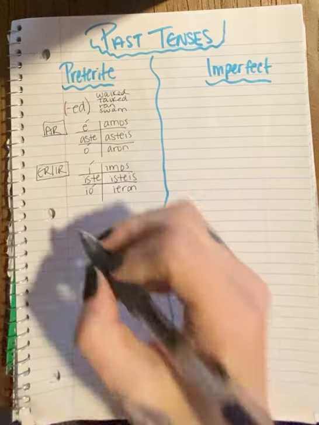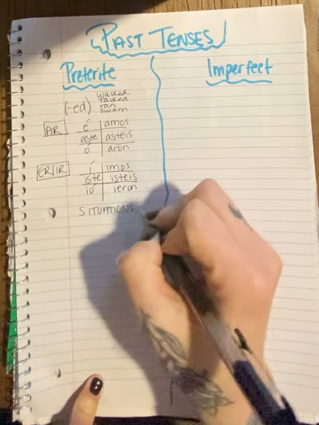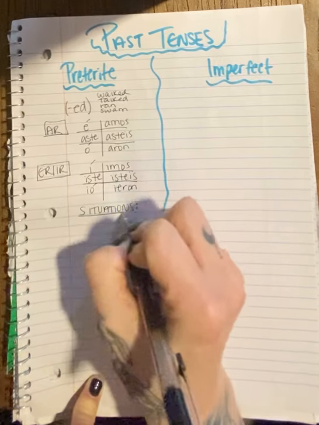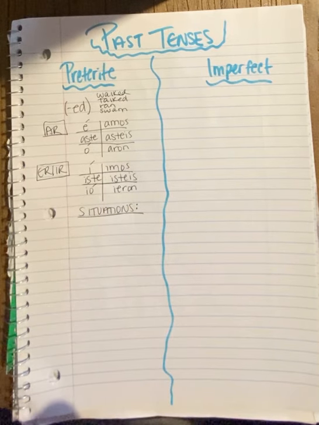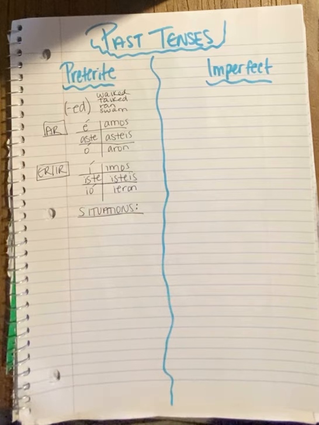Okay? Next order of business, please label situations. Okay, situations. So I want to provide you with a few of the more prominent situations in which we would use the preterite tense. Folks, there are so many situations in which we would use the preterite tense, but I'm going to give you the heavy hitters right now, okay?